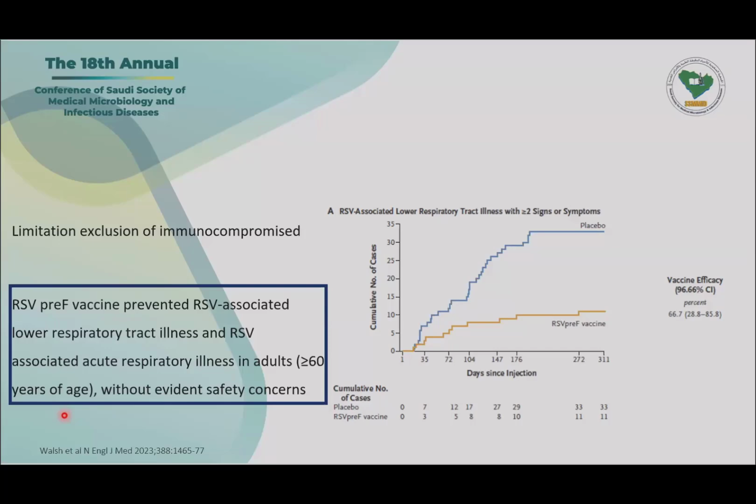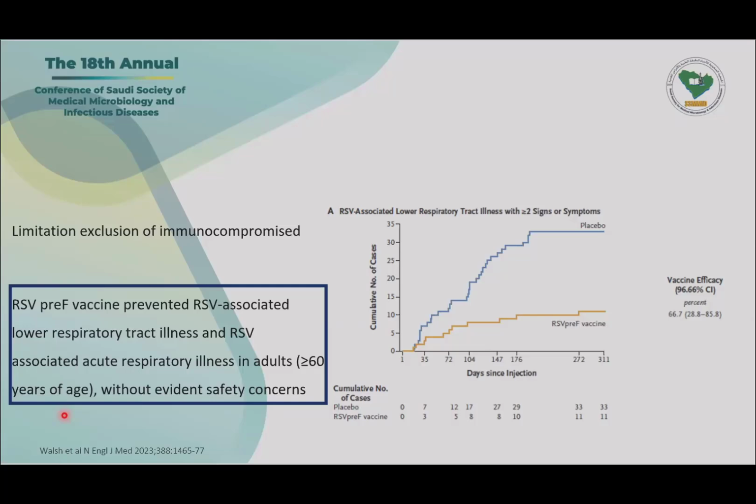I think for me, the main problem with this trial was exclusion of the immunocompromised patient. If you read the baseline characteristic of the patient population, you can clearly see that all patients included, maybe half of them, just have one comorbid illness.